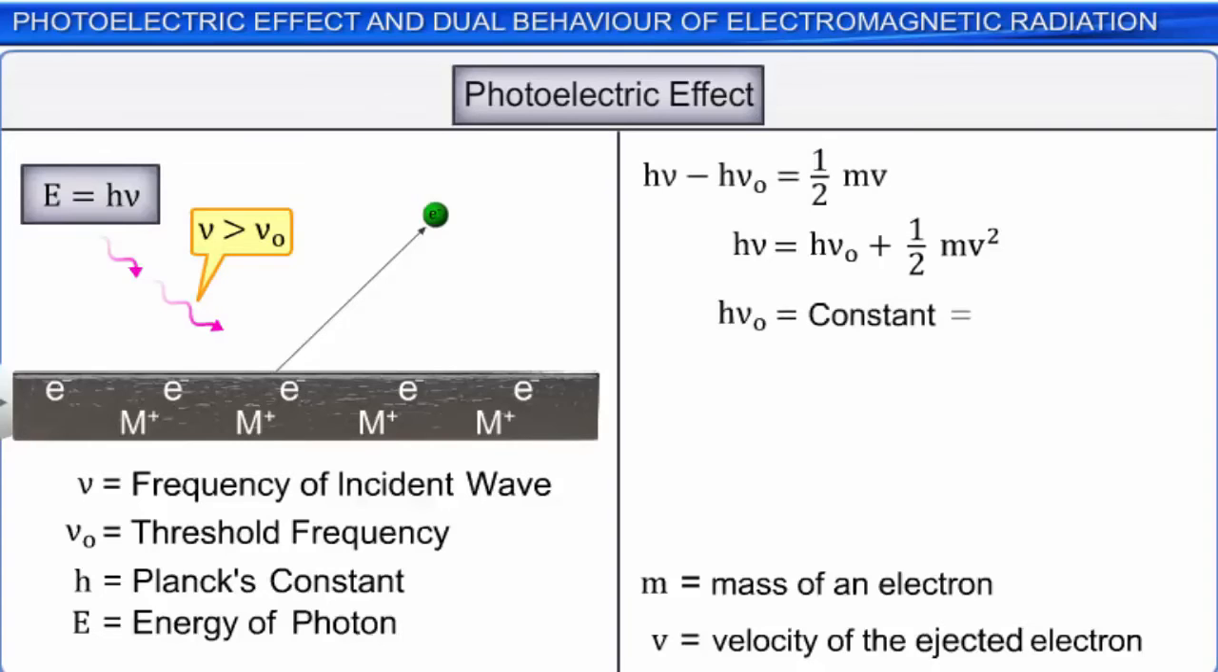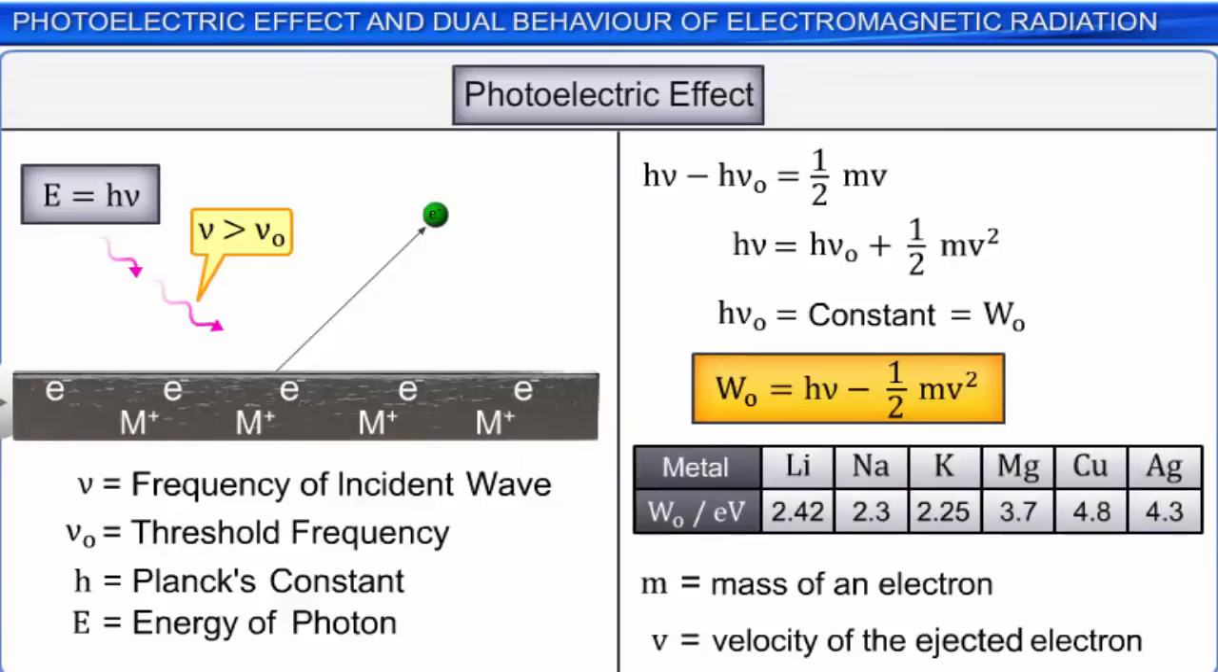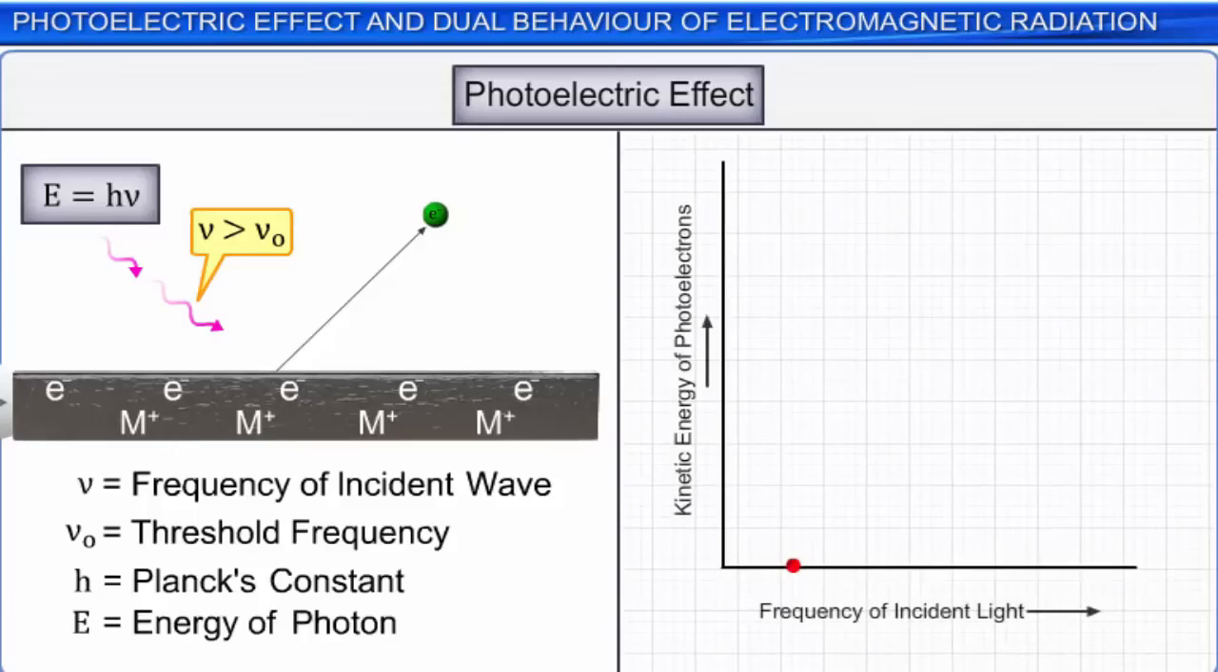h nu naught is constant for a particular metal and is designated as W naught, which is called the work function. Now the equation in terms of work function is shown. Here are the values of work function for a few metals. Hence, if the energy possessed by the photon is high, the energy transferred to the electron is also high, and hence the kinetic energy of the electron is also high. In other words, greater is the frequency of the incident light, greater is the kinetic energy of the ejected electron, as shown in this graph.